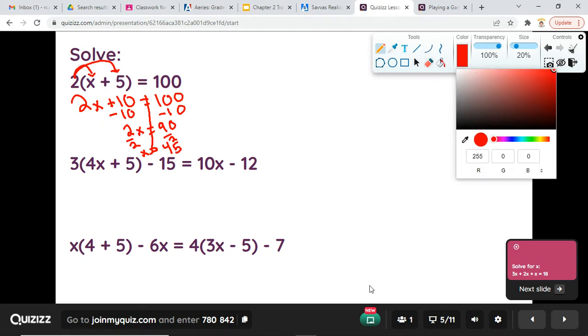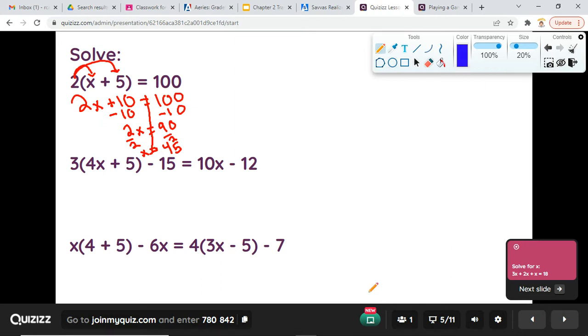All right, for this next one here, it's very similar, except that we have variables on both sides this time. So first thing we need to do is our parentheses. So I need to distribute this 3 to both numbers inside the parentheses. So 3 times 4x would give me 12x. 3 times 5 would give me 15. So I get 12x plus 15 minus 15 is equal to 10x minus 12.